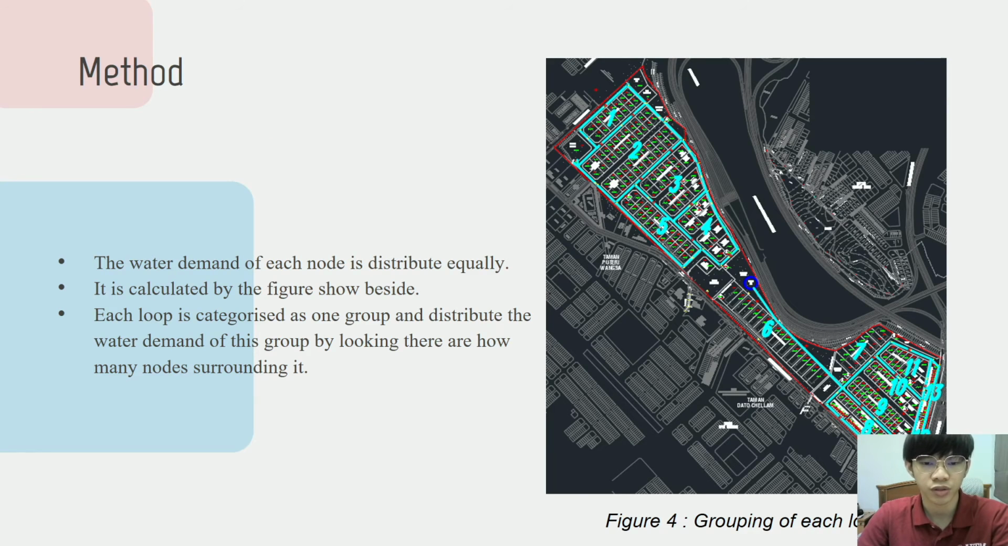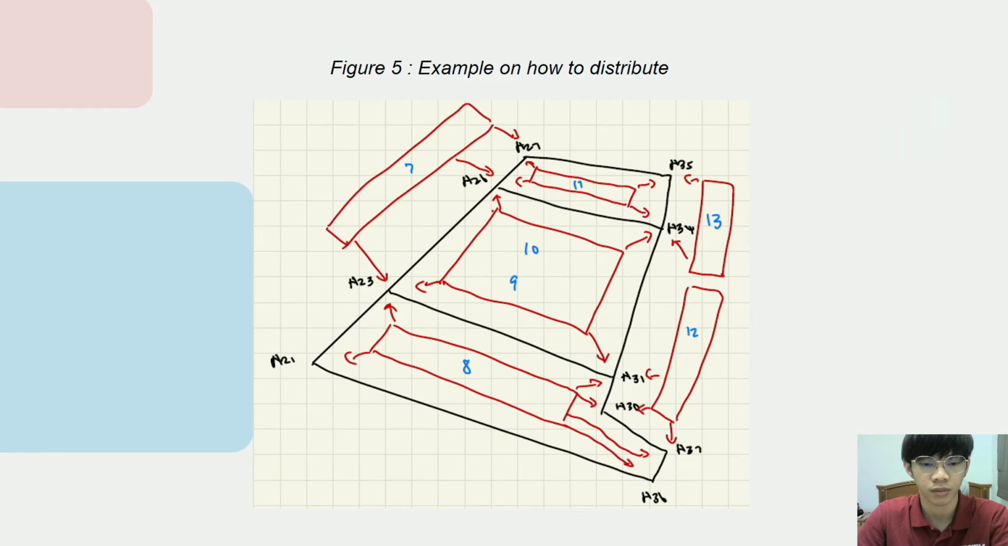So, how do we distribute the water demand to every node equally? We calculate it by categorizing every loop as one group and distributing the water demand of this group by looking at how many nodes surround it. For a clearer view, I manually drew an example of how to distribute it.